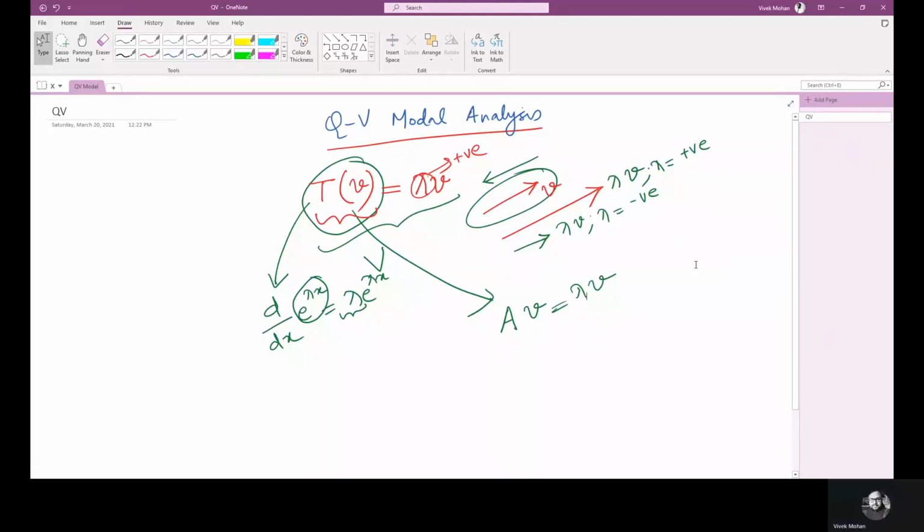Now, what about the importance of this in modal decomposition?